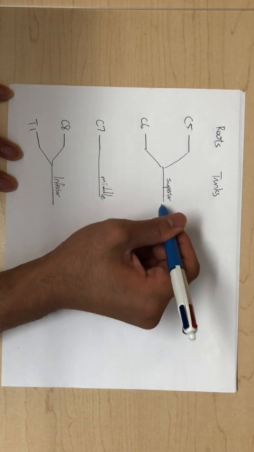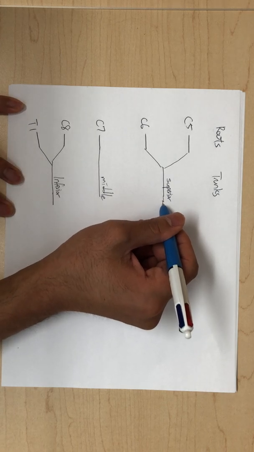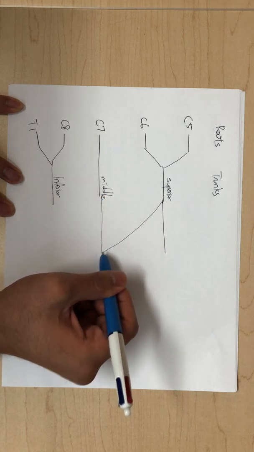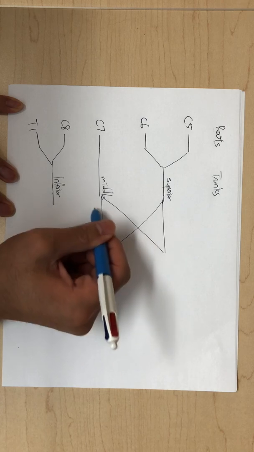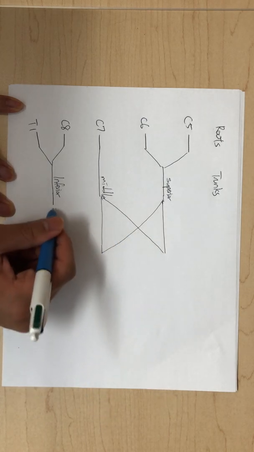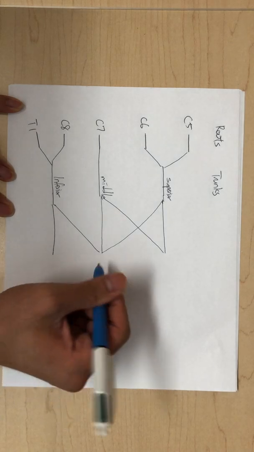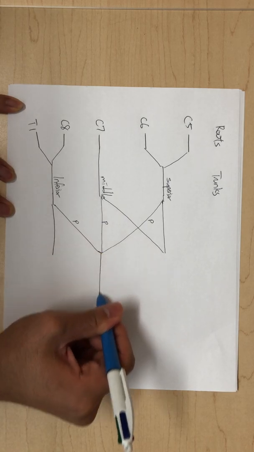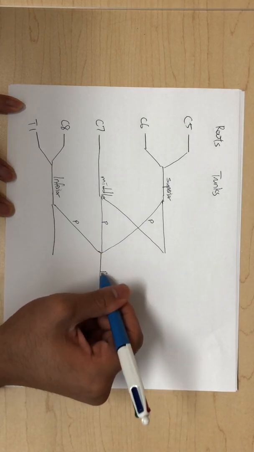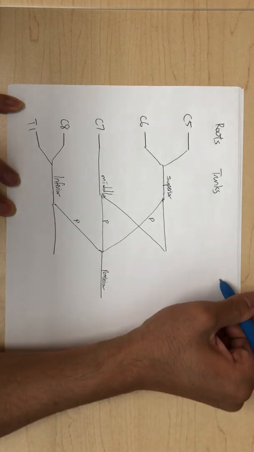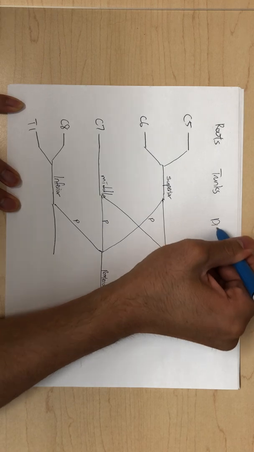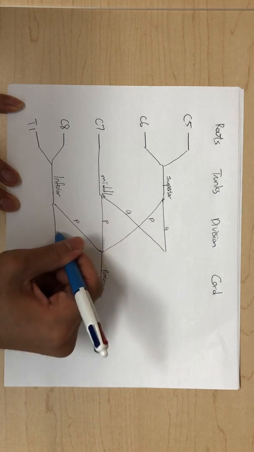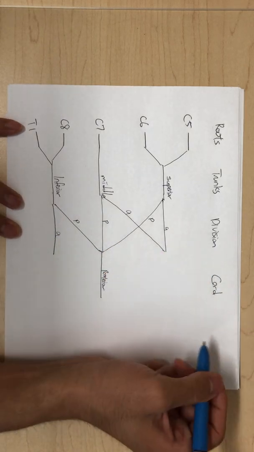These then form divisions, so they look like this. Each trunk has an anterior and posterior division. So the three posterior divisions would join to form the posterior cord. And the anterior divisions will also form their own cords.